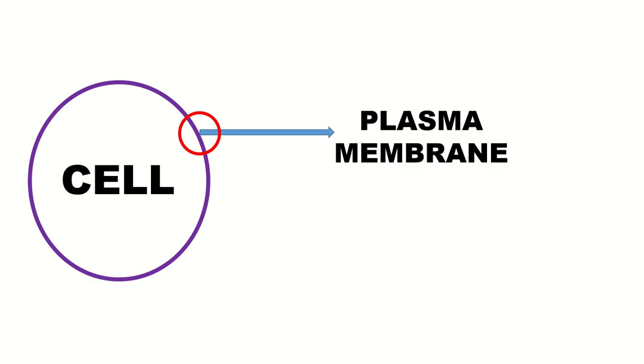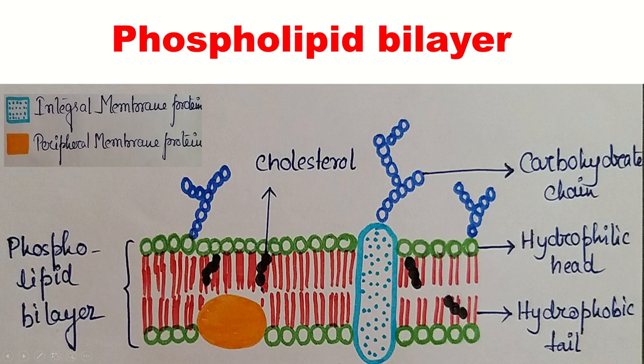This is a diagrammatic representation of a cell. You can see that this red circled part is your plasma membrane. Now this is a picture of the plasma membrane. It is also known as your phospholipid bilayer. Why is it a bilayer? You can see that there are two layers to it. One is at the top and the other is at the bottom.